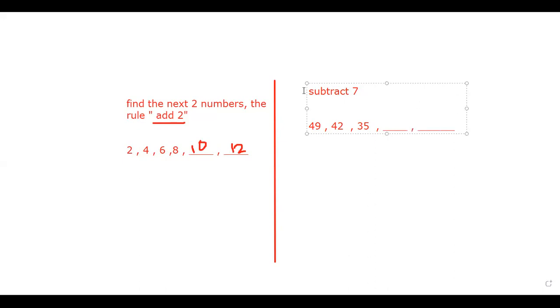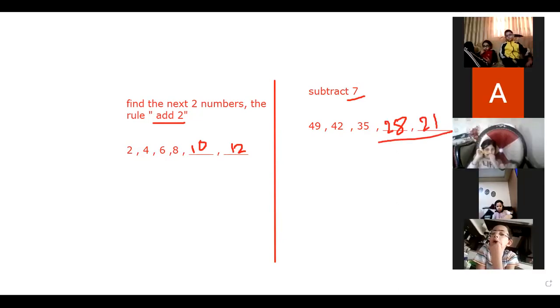The same thing, you will use what? The rule. The rule tells me what? To subtract 7. So each time I need to subtract 7. So 35 minus 7 equals 28. 28 minus 7 equals 21. So that's how we find the missing values. Is there any problem with that? You just need to follow the rule. That's it. It's super easy, right?